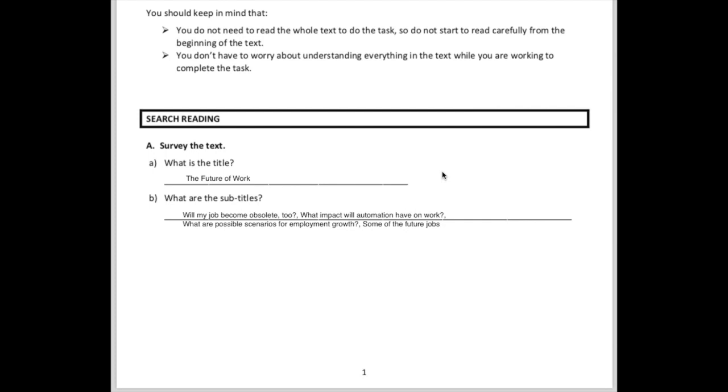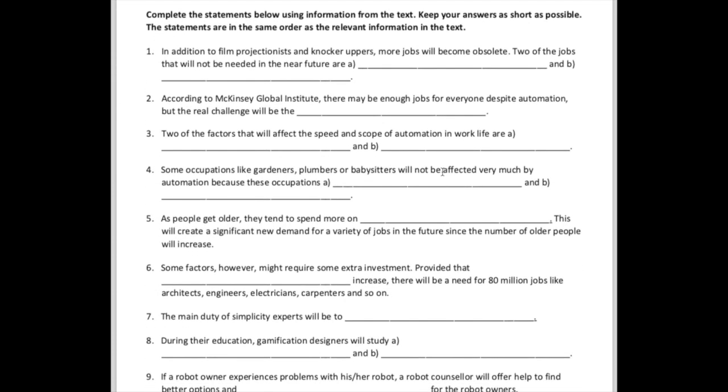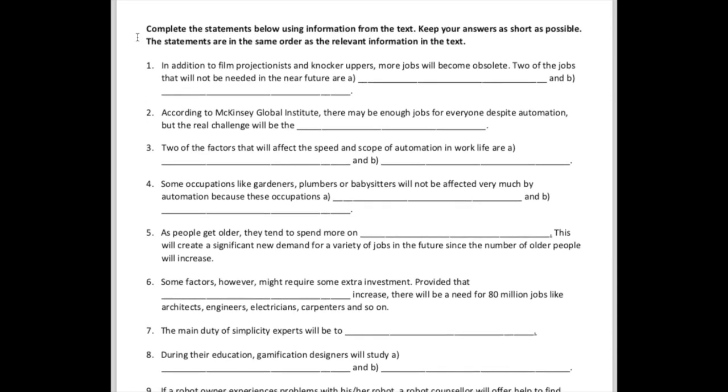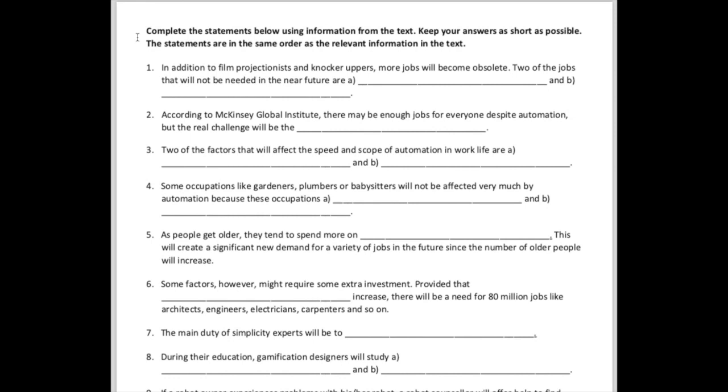Okay, so now that we have surveyed the text, we are ready to do the actual task. So let's go to the second page. Now, as you can see, here we have our task. Now again, don't panic. Here we have 9 sentences. Please remember, in the proficiency exam, we ask you to fill the gaps in 6 sentences, not 9. This is only for a purpose of practice.